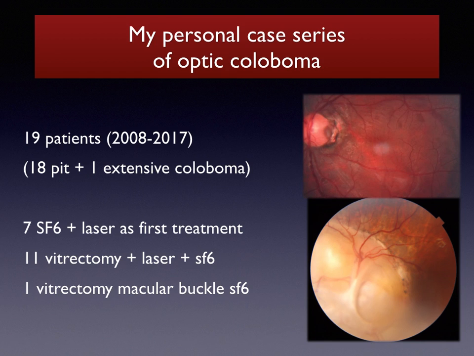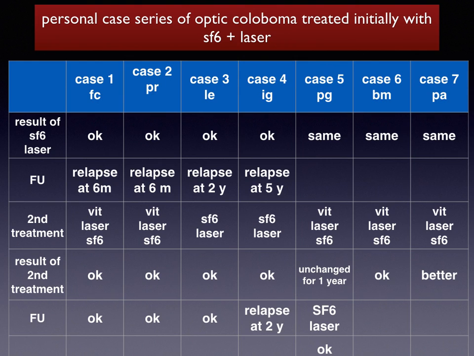So this is my personal case series of optic coloboma collected between 2008 and 2017. I have some more now. And as you can see, I used to approach this patient with optic pit with laser first and injection of air, and then vitrectomy only for failure. So in this table you can see the result of the injections and laser in the first row, which was successful in 4 cases over 7, but they had a relapse, even years later, as you can see.